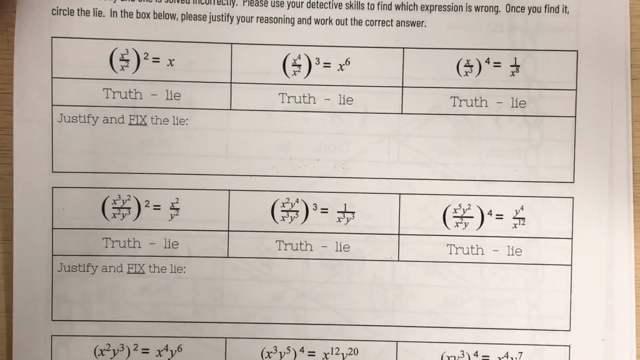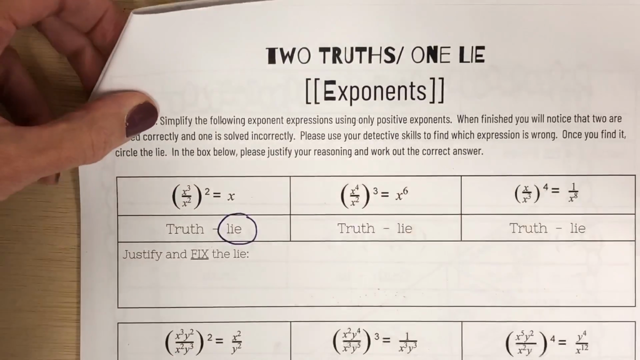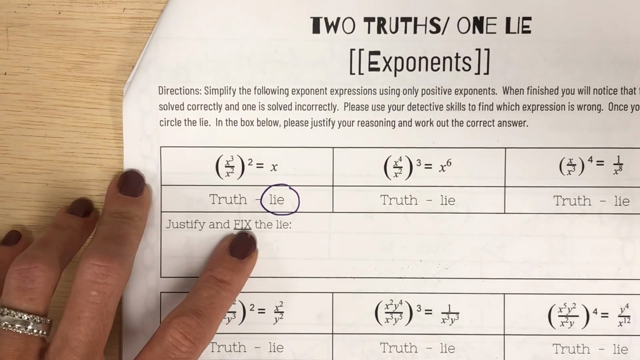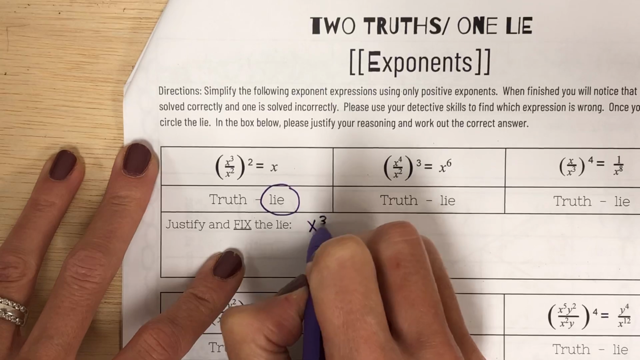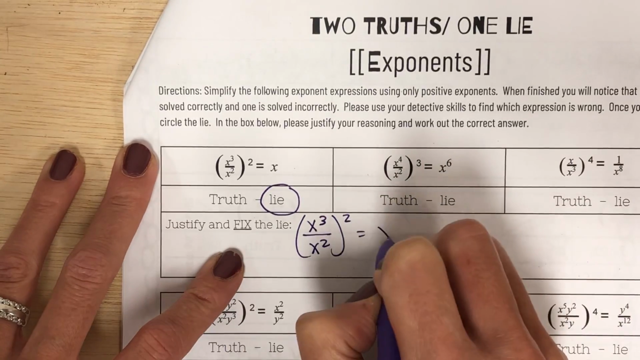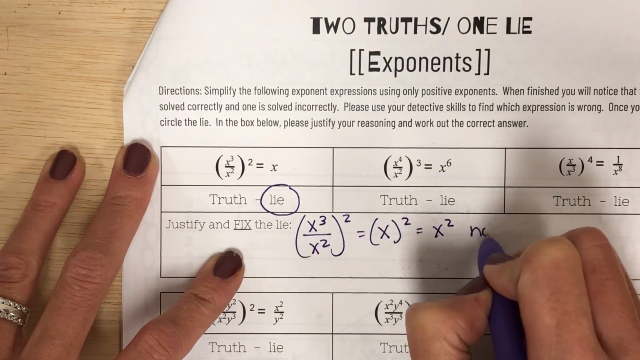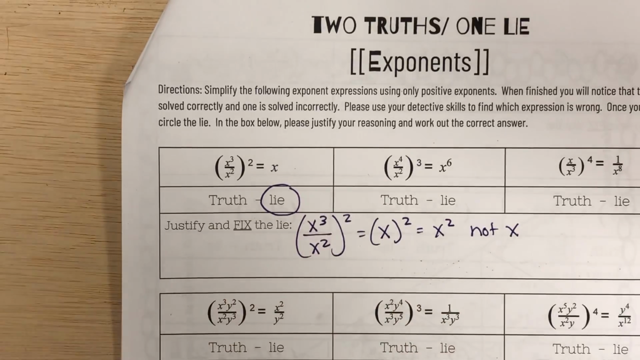So in here, this one is the lie. The lie, they lied, how dare they. And I'm going to fix the lie. Basically, I'm going to fix the problem. So I would say x to the third divided by x squared, squared. Well, that becomes x squared, which is just x squared, not x. So basically, you're proving here that you know the rules for exponents.